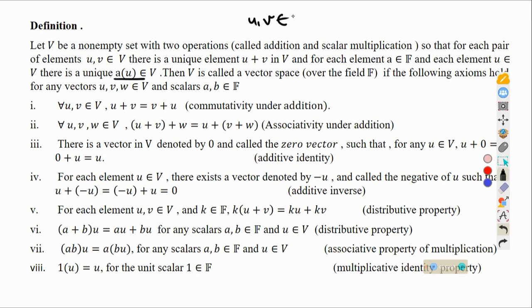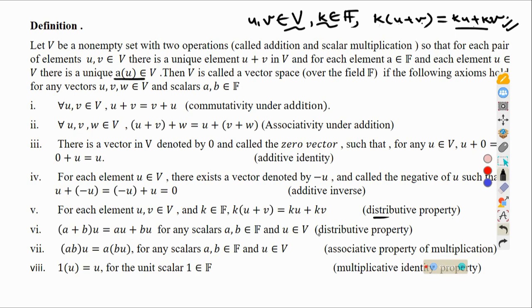If you pick two elements u and v from this given set, and you pick any scalar, for example k, from the given field, then you must show that k into u plus v gives ku plus kv. So for any given scalar picked from F, and u and v vectors from V, you should be able to show that k into u plus v is the same as ku plus kv. And we call that the distribution property.